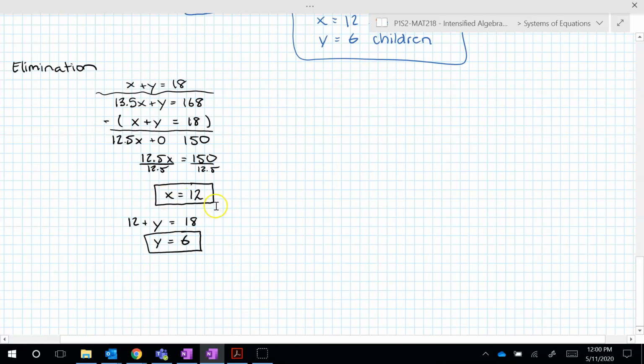So that's the basic introduction to this elimination method, and in the next video we'll look at a slightly more complicated example.